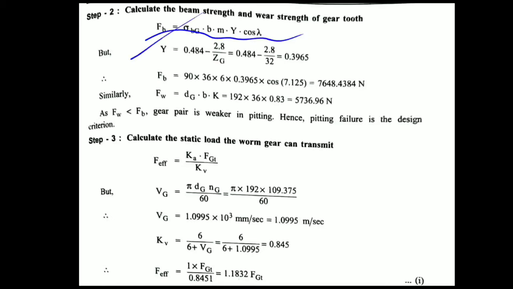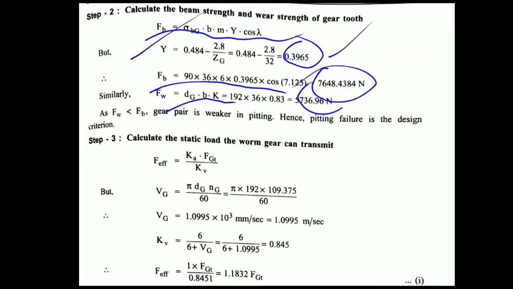Why? We can calculate the Lewis factor, 0.3965. Then beam strength, just put the values and beam strength will be 7648. Wear strength, direct wear strength, 5736 we directly get. So we'll have to check. In this, what happened, the beam strength is stronger, that's why wear strength is weaker. So in safety factor we will have to take wear strength.